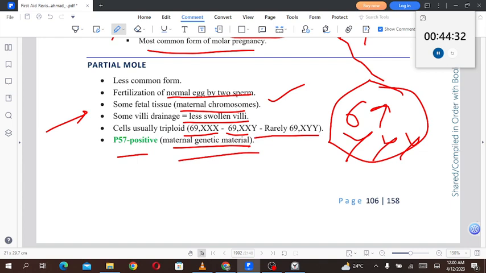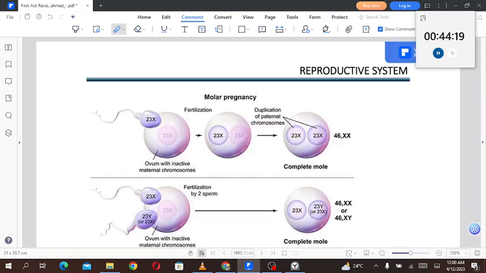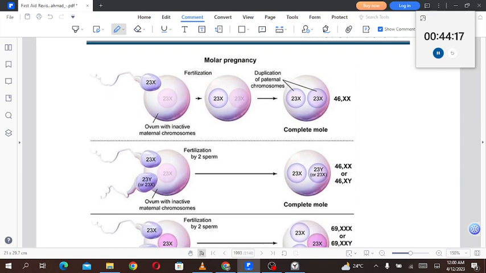So remember these things. Although the uterus size is still larger than the expected size, it is smaller in comparison to the complete mole. Then here we have the picture of that.